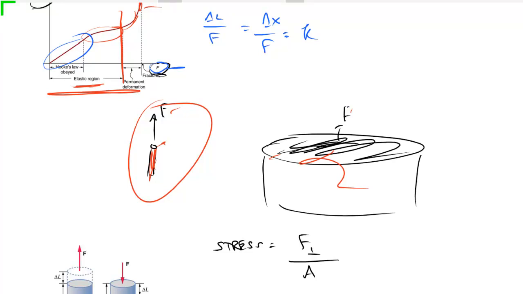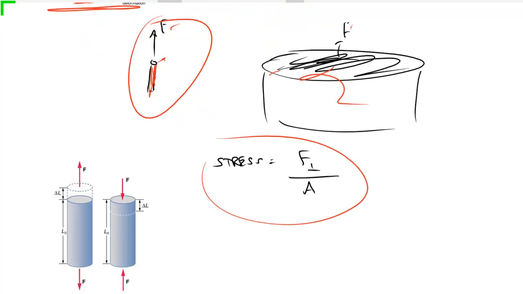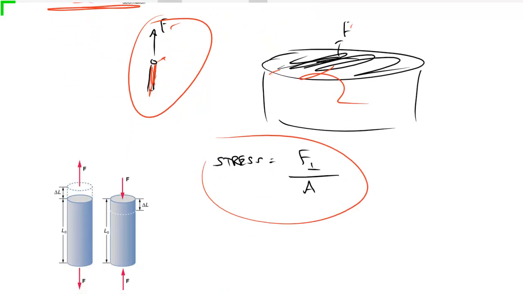So this is the first thing we need to do, is define stress. Force will be in newtons, area will be in meters squared, and so this is newtons per meter squared. We also call this a Pascal. These are the same units as pressure, which we'll see in later chapters as well. Pascal, Pa.